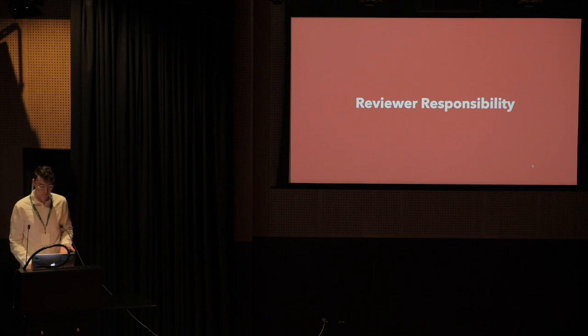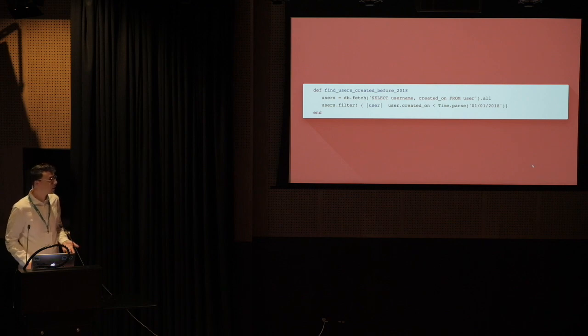So this is an example of trying to find all the users in your site that were created before 2018. This looks unassuming, and a junior developer could write it. The first line is selecting all the users. The second line is filtering them for people that were created in 2018. The only problem is it read the entire database into memory when it did this, which on a large site would bring down the site.